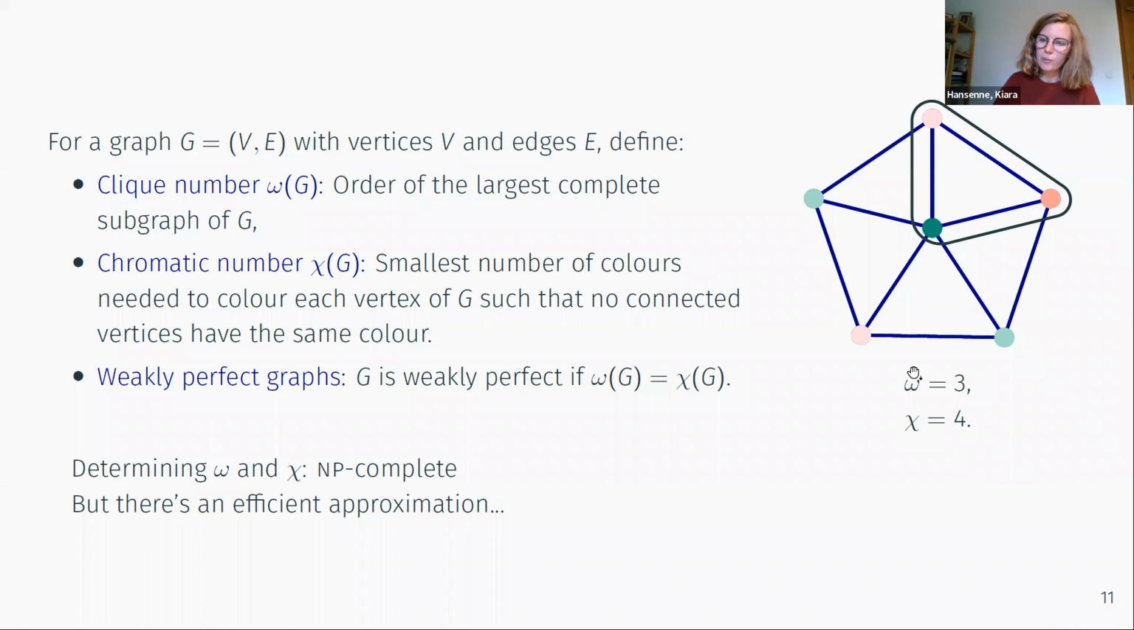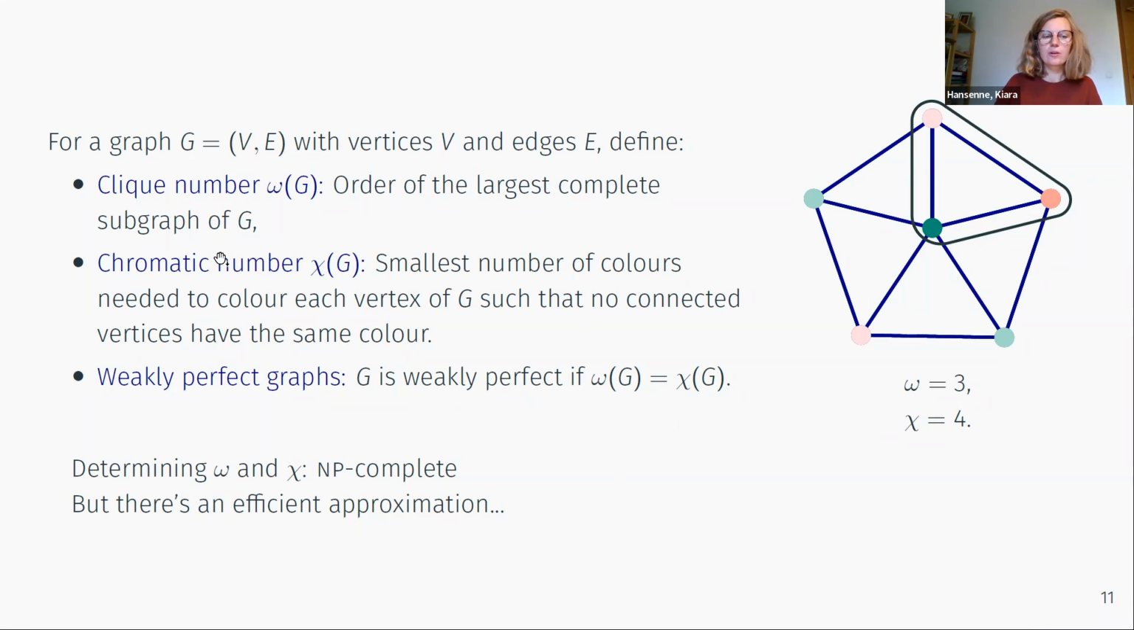Okay, so in this example here, we have omega and chi that are different, so 3 and 4. But in general, for some graphs, those quantities can be equal. And actually, we call the graph G weakly perfect if those quantities are equal.